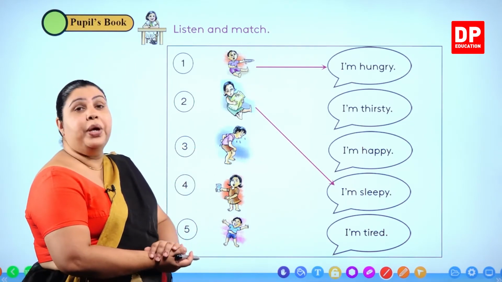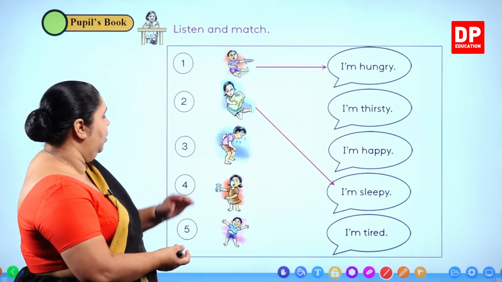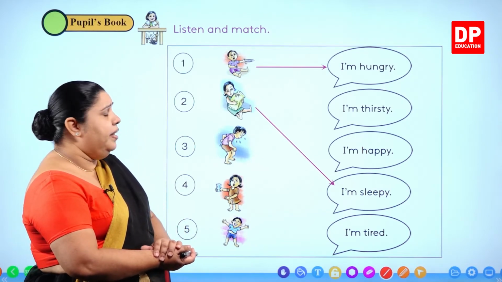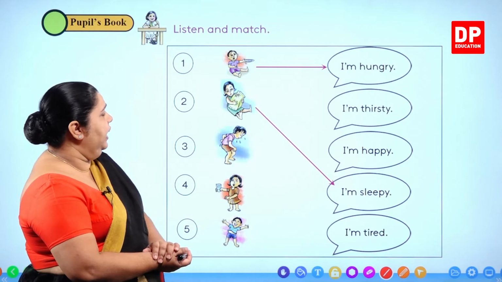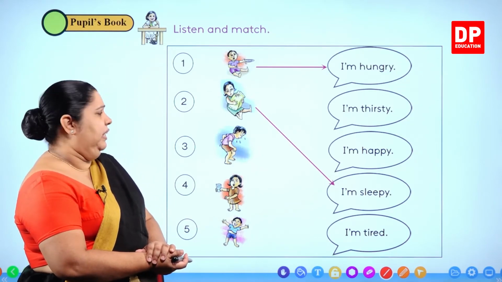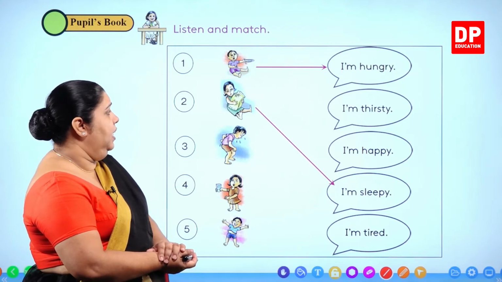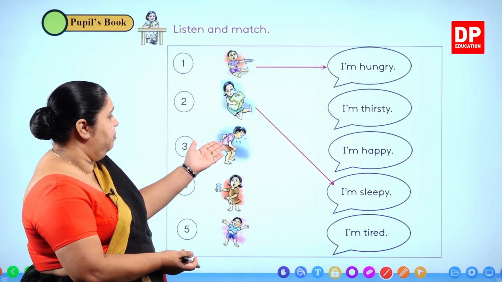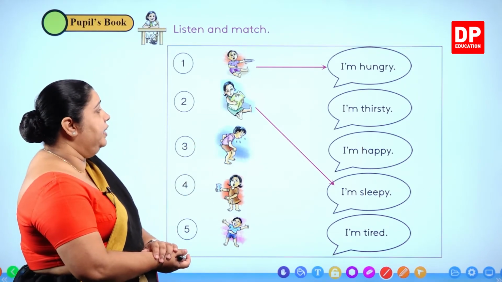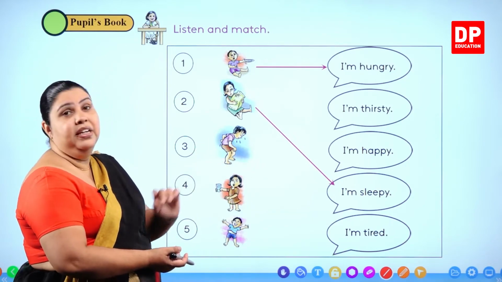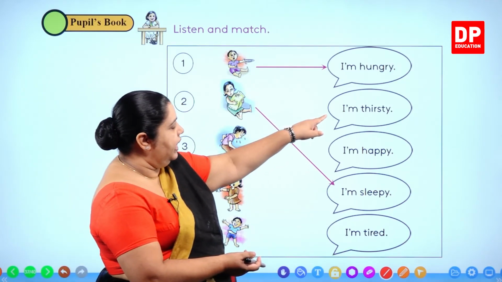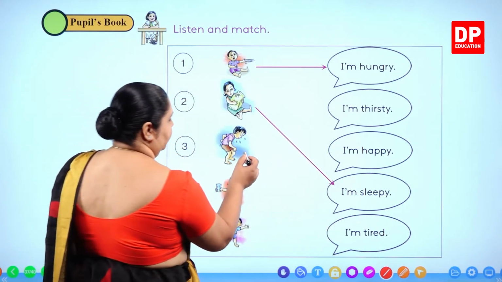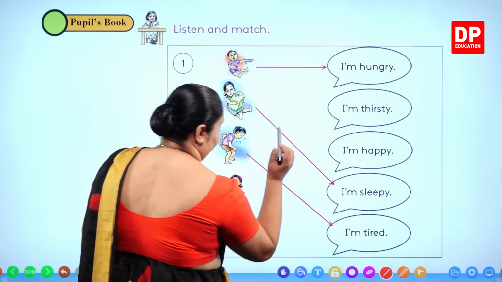This little boy is sweating. He's bending. And how is he feeling? Is he hungry or can he be thirsty, but I think he is very tired. So we have to find the word tired and then we can match him there. So we have the word I'm thirsty, I'm happy, I'm tired. So we can match this picture to this.